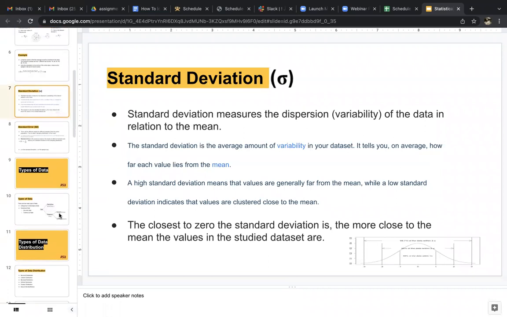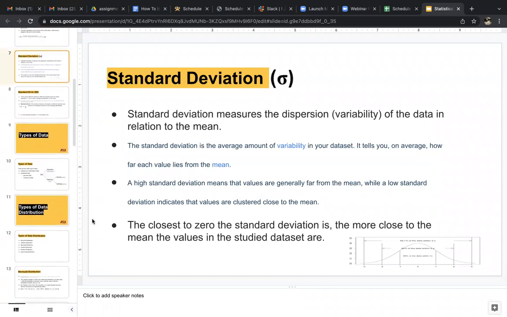Next, diving into the very important concept of standard deviation. What is standard deviation? Standard deviation is the measure of the dispersion of the data in relation to the mean. The mean is the central value in our data set, and the standard deviation tells you how far the other values are from the mean. So, the standard deviation is the average amount of variability in your data set. It tells you on average how far each value lies from the mean, the central value.